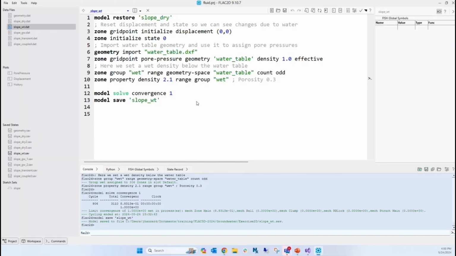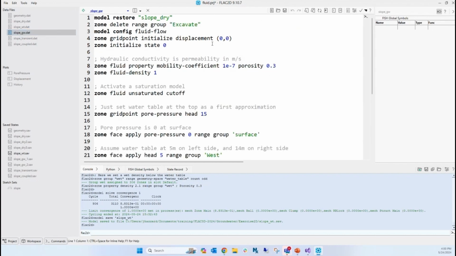So I'm going back to my FLAC3D. And again, you have the same example in 3D if you prefer to follow along in 3D. So we looked at the dry slope. We looked at the slope with the water table. Now we're going to look at solving the groundwater. So double click on slope GW.